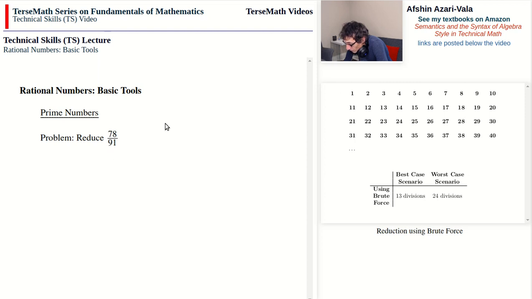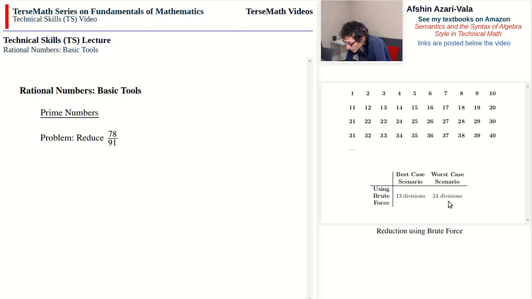And same thing with 3. In this case, in fact, 3 does work for the top, but it doesn't work for the bottom. So I have to divide the top by 3 to find out that it works, and then I have to divide the bottom by 3 to find out that it doesn't work. So again, 2 divisions for 3. In the worst case scenario, for each number you will do 2 divisions, and by the time you get to 13, you will have 24 divisions in total.